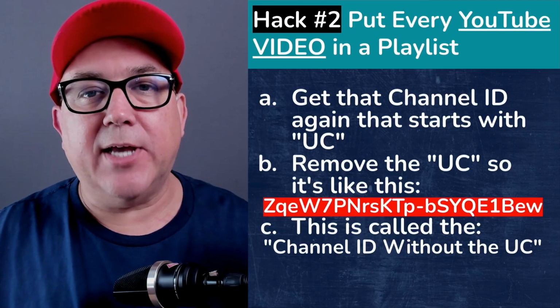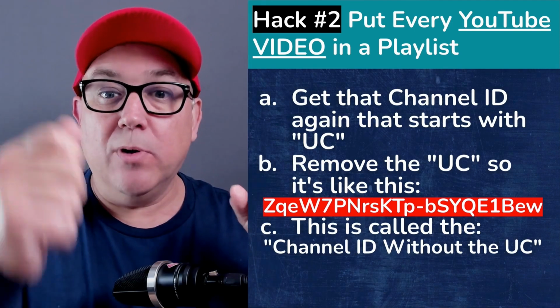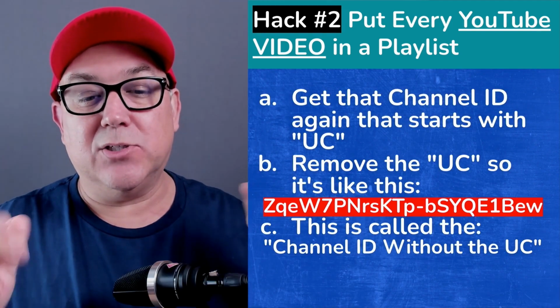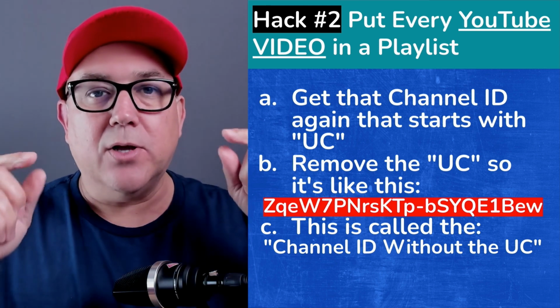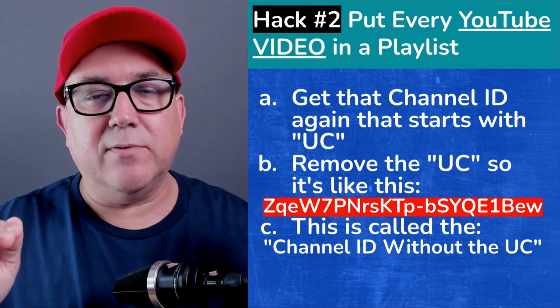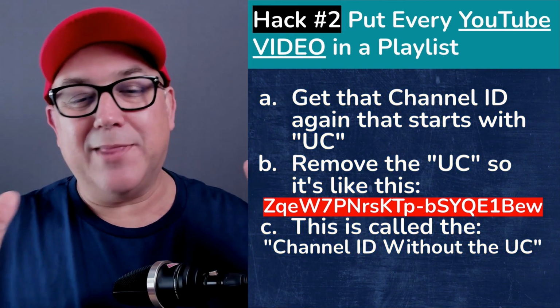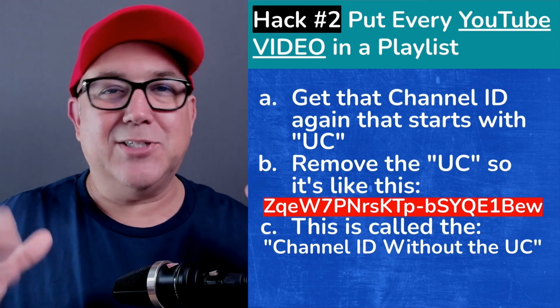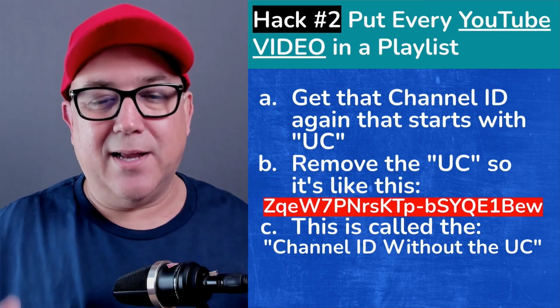So go and get that channel ID again that starts with UC. But I want you to remove the part that says UC. So it is this long string that doesn't start with the UC. Now, you always want to get the uppercase and lowercase in any of these exactly right. So this string of numbers and letters without the UC, I call it the channel ID without the UC. It's a kind of clunky name, but it works for me.